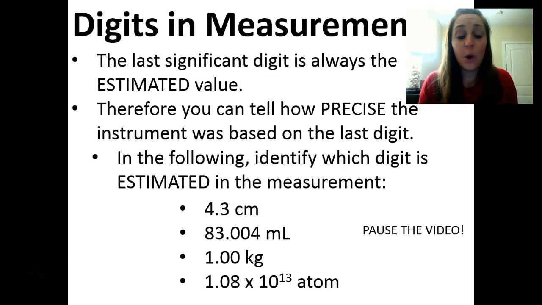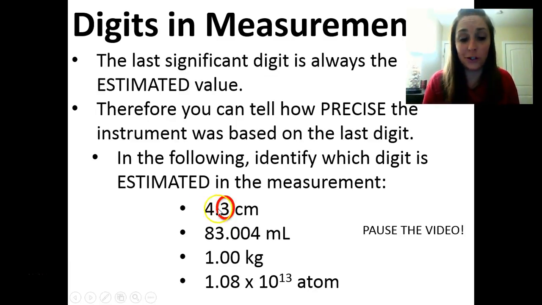Okay, so for the first one, we have 4.3 centimeters. What's our last sig fig? Well, this 3 is the last sig fig. So that must have been the one that the scientists estimated. It probably is that, but it might not be the 3. I know my 4 is for sure.